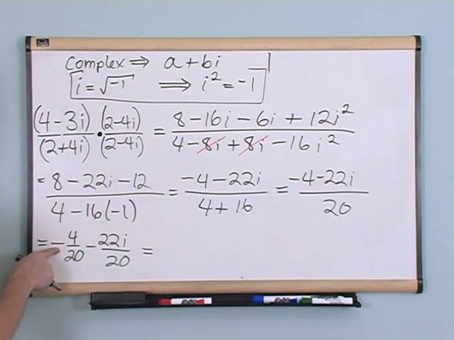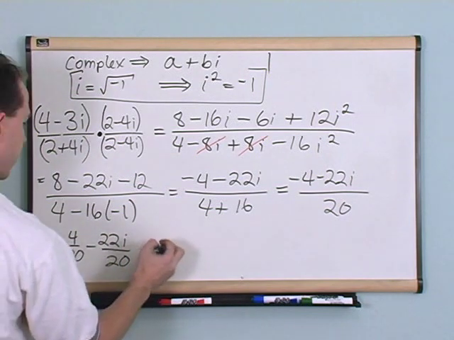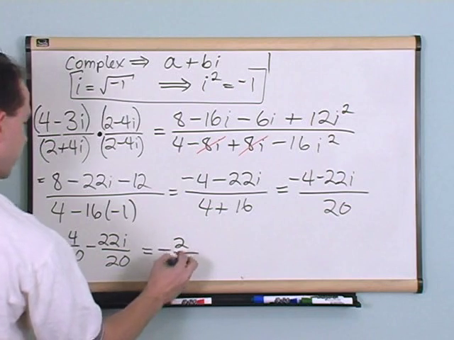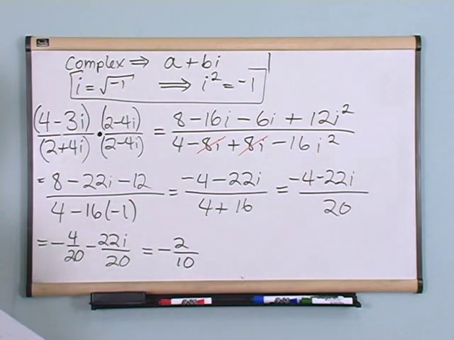And then I can simplify this fraction. I can see that the number 2 will go evenly into the top and the bottom. 2 times 2 is 4. 2 times 10 is 20. So that's that one. Okay.